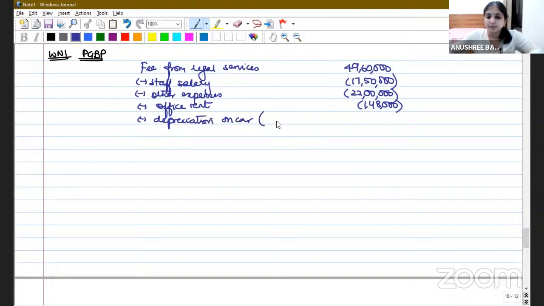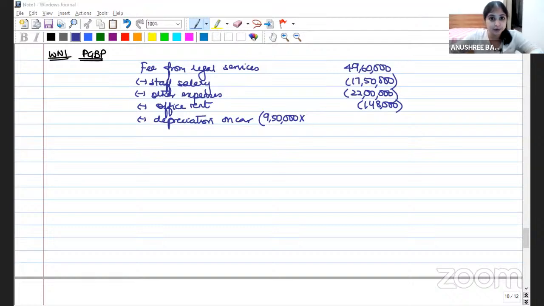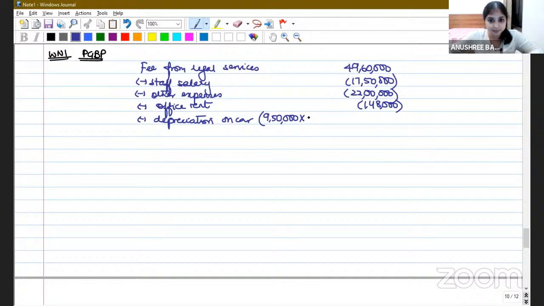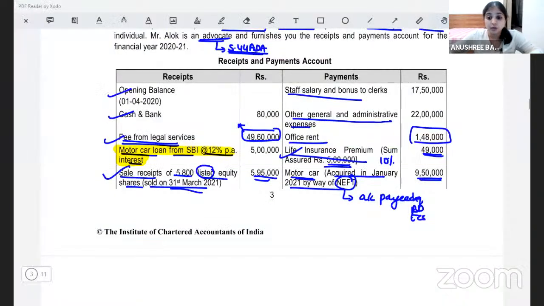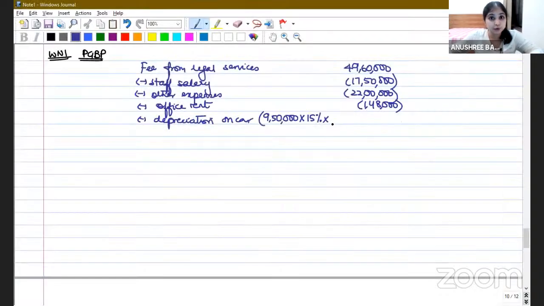How to calculate? We spent 9,50,000 to acquire the car. Can you tell me what is the depreciation rate for a car? Do you remember? It will come under the 15% plant and machinery block, right? And here I purchased the car only in January 2021, which means definitely I would have put it to use for less than 180 days. Therefore, I will get depreciation only for half the year, right?